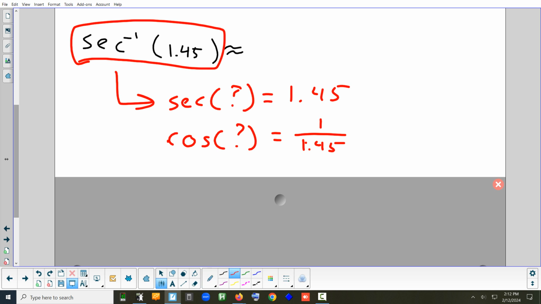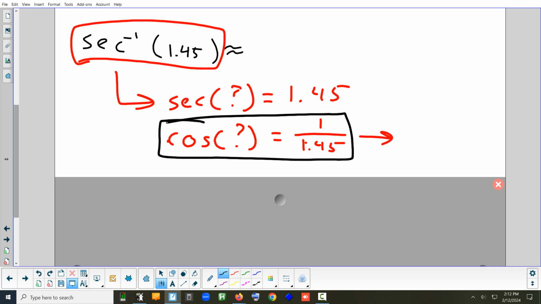Now, can somebody reword this for me? What I want to do now is reword it back so it has inverse trig. So we reworded it to get rid of inverse trig, changed it to an equivalent question because we have a button for cosine on the calculator. Now change it back to something with a -1 from this box in black. Yep. Inverse cosine of 1 over 1.45 equals an angle. Perfect. Equals, and that's what we're trying to figure out.